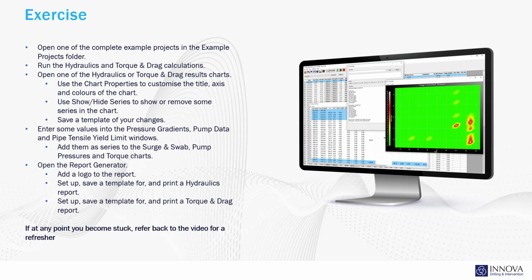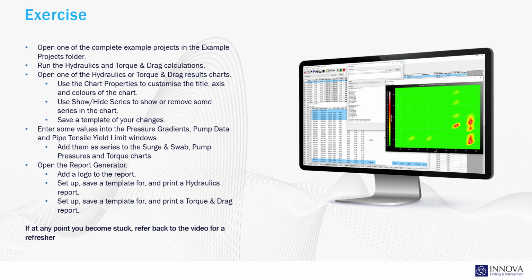Open up the pressure gradients, the pump data, and the pipe tensile yield limit windows, and then enter some data into them. The data doesn't have to be anything realistic. You just want to make sure that you've got something that you can then go back and add to the charts. So once you've done that, open up a chart and use the Add Series window to add them to the chart. So for example, you can put the pressure gradients on your surge and swab chart. You could put your pump data in your pump presses chart, and you could put the makeup torque from the pipe tensile yield limit on your torque charts.